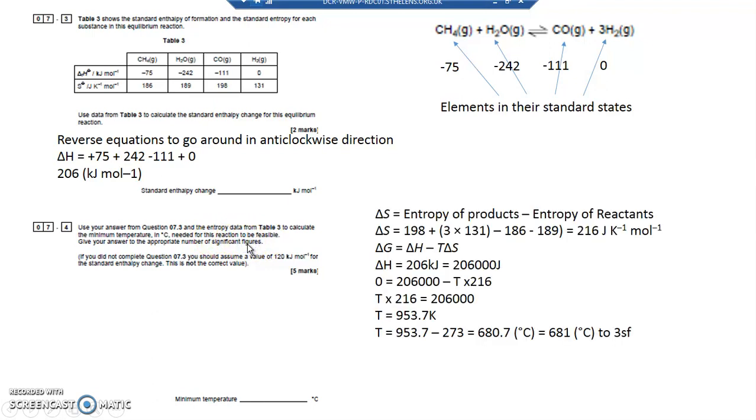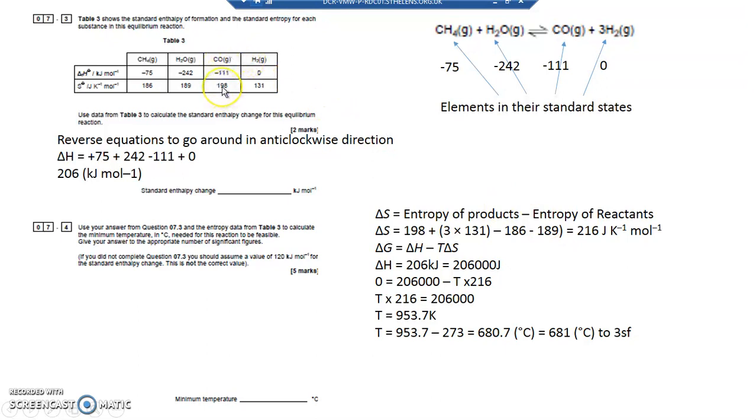Okay. So what have I got? I've got delta S, which is my entropy change, which is the entropy of the products take away the entropy of the reactants. So you've got to remember that equation. So entropy change is entropy of the products, the things you're making, take away entropy of the reactants.